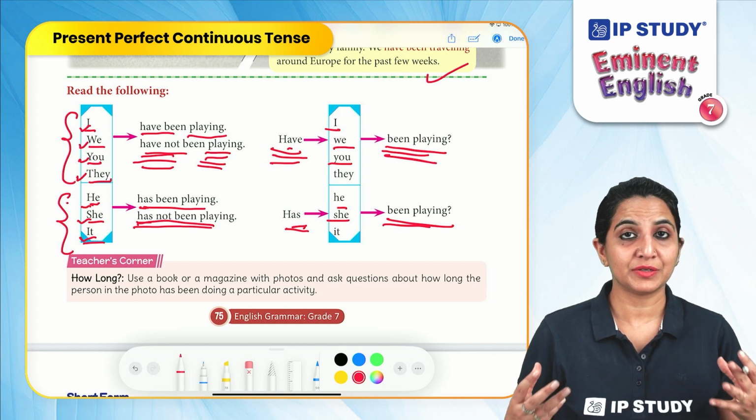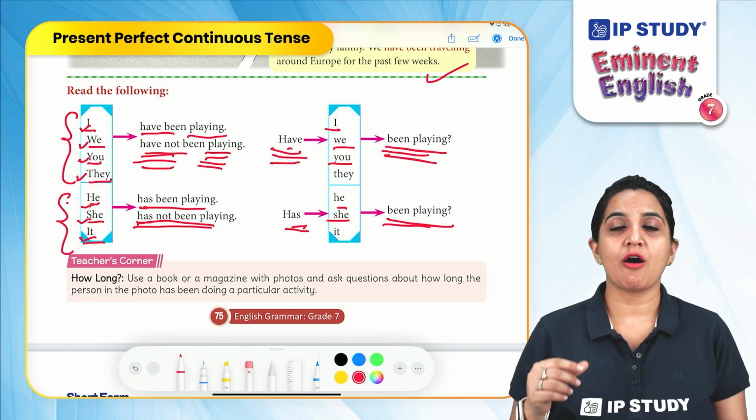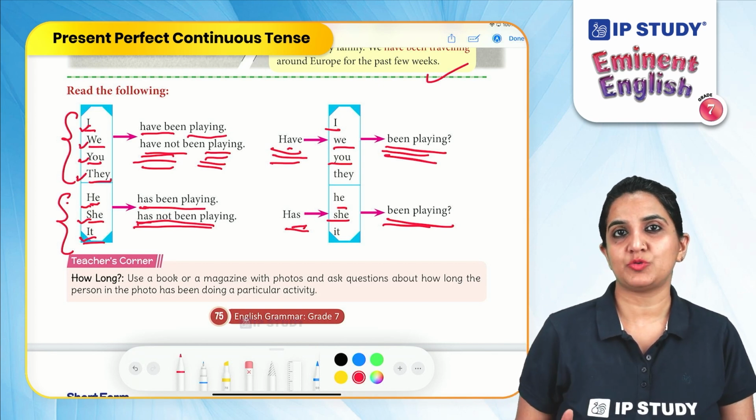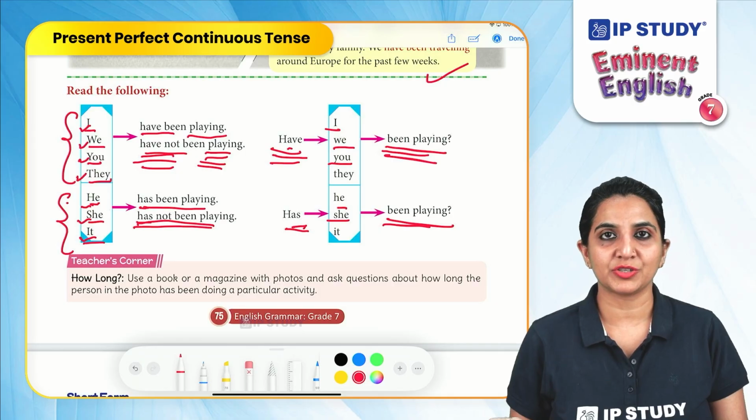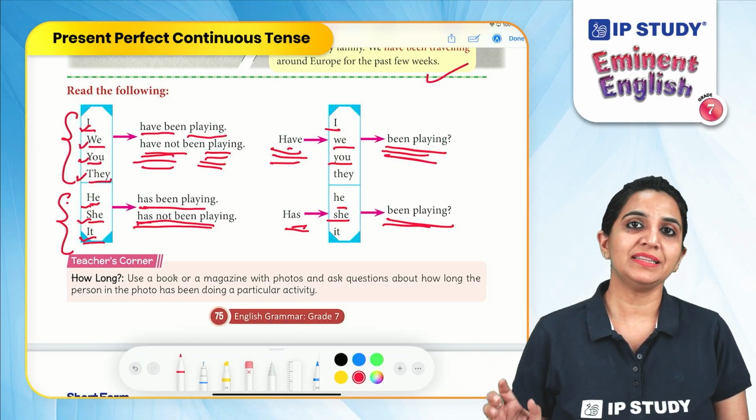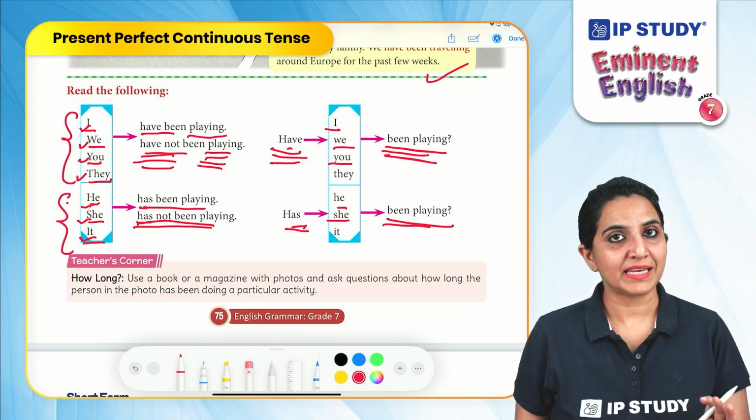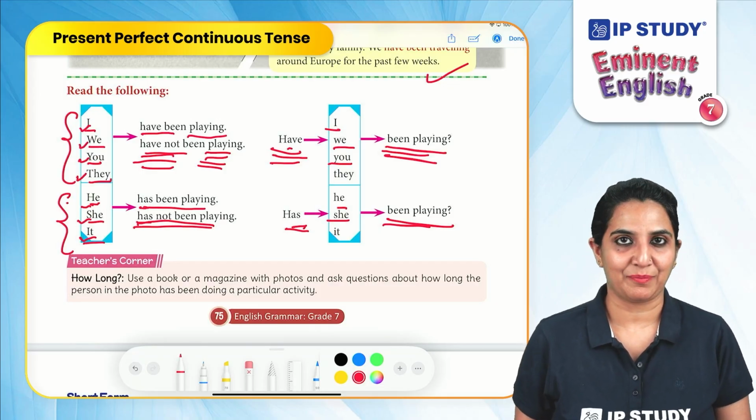So simply by changing the places of has or have with the subject, we made a question with the present perfect continuous tense. But the position of been remains the same.